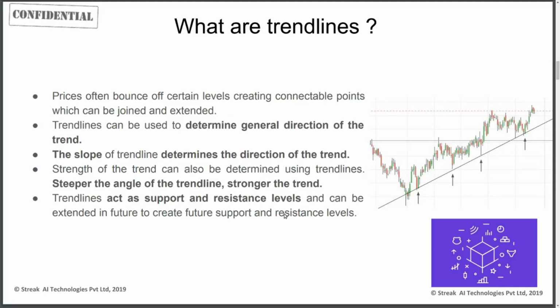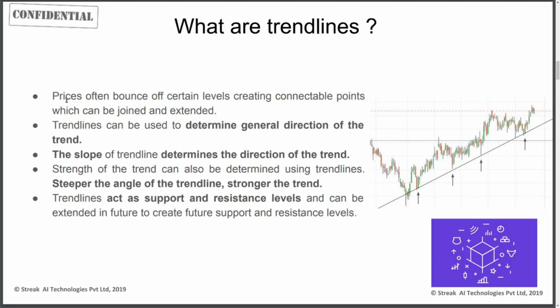So what are trend lines? If you can see the picture here on the right side, you will see that there is a line which is touching the lows while the price is going up. This is called a trend line. Now an upward trend line is always drawn by connecting the lows, the new highs that the lows are forming.